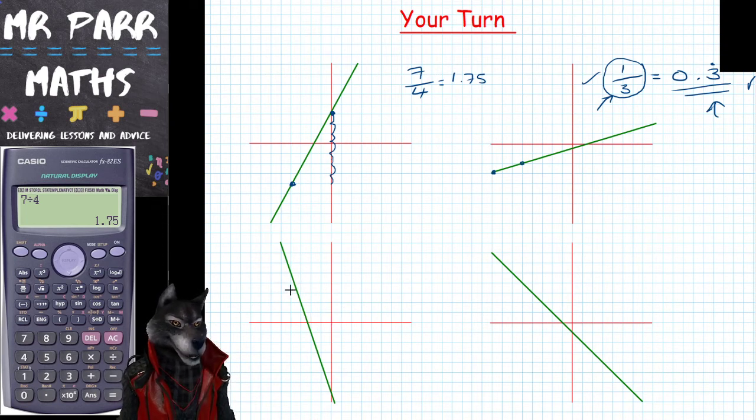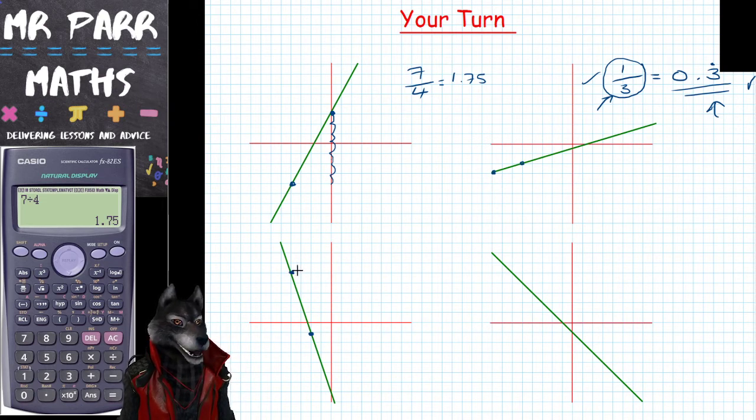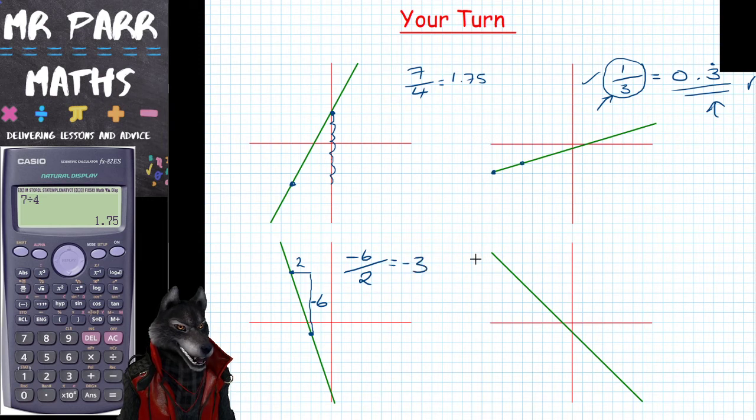Right, next one. So pick 2 points. I've picked this one and that one. Now, regardless which points you pick, you should be getting the same gradient as me, because it's a straight line. So 2 across, 1, 2, 3, 4, 5, 6 down. So my rise, this is negative. So it's a negative 6 over 2, which gives me a gradient of -3.